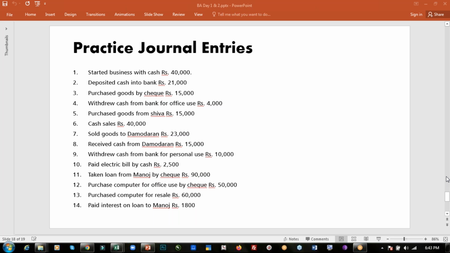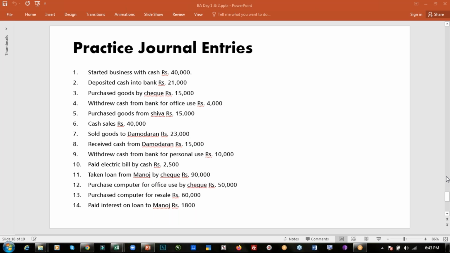All right, I'm explaining once again. In this entry, we are purchasing computers for resale. Resale means it's a trading product. We are purchasing now and then we will sell those products. So it becomes the trading goods.